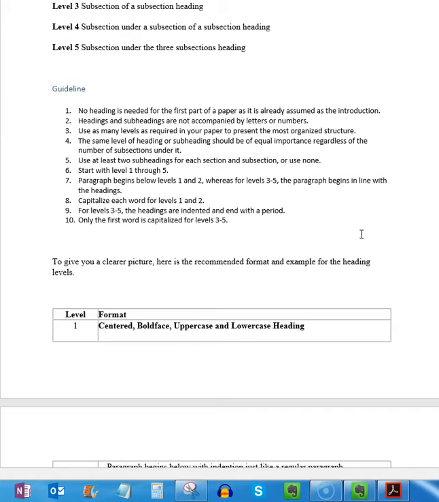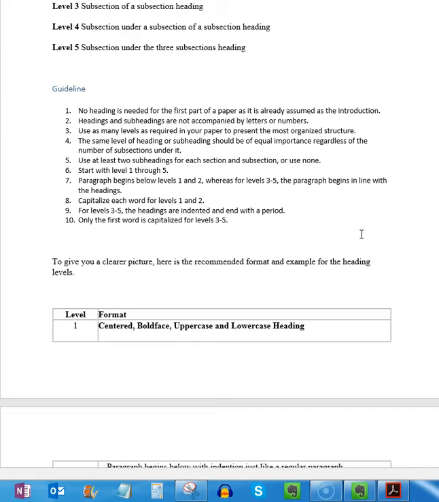This is directly from the APA.org website, which is a wonderful source for you to make sure you're doing it properly. Again, no heading is needed for the first part of a paper, as it is already assumed as the introduction. Headings and subheadings are not accompanied by letters or numbers. Use as many levels as required in your paper to present the most organized structure. The same level of heading or subheading should be of equal importance regardless of the number of subsections under it. Use at least 2 subheadings for each section and subsection.